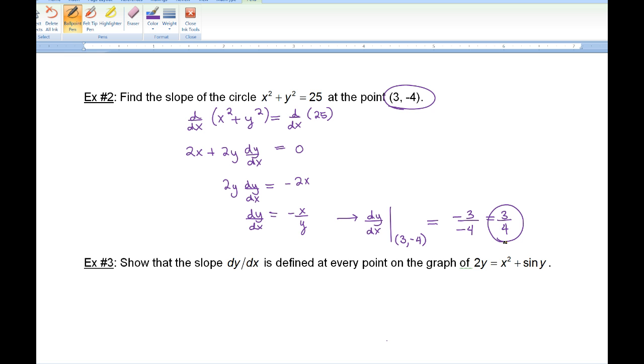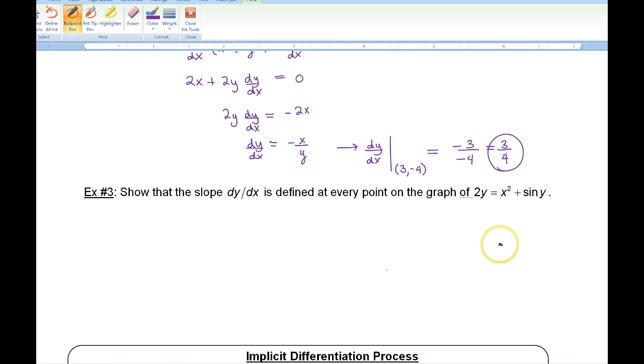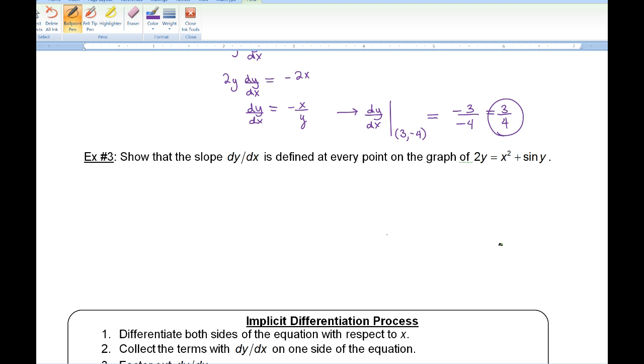I can pretty much guarantee that you won't have a circle on your quiz or your test. I'm not gonna give you the equation of a circle, but I'll give you something that you have to do implicit differentiation for. So we know it's negative x over y. Okay, so let's look at the next one.